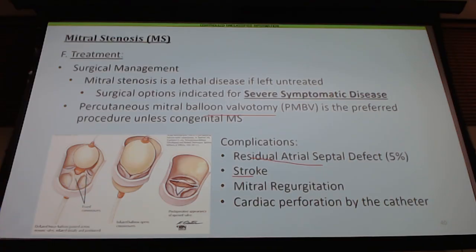If I rip through this and now instead of letting those valve leaflets close on their own, I might have regurgitation. And then of course, anytime you're threading wires and stuff like that into sensitive, weaker kind of structures, you run the risk of punching holes through that structure. So you may have a cardiac perforation. So this procedure, even though it is preferred, there are complications associated with that.